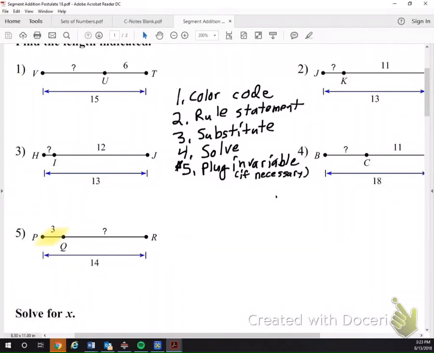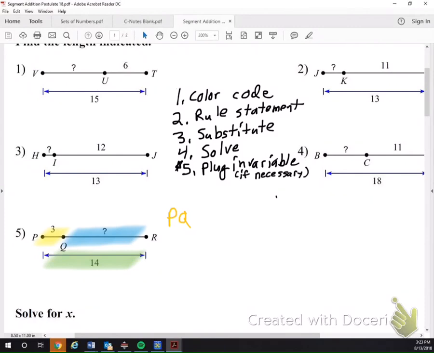Okay. So, number 5, step 1, color code. Yellow plus blue equals green. Okay? The 2 small parts of the segment are going to add up to the big part of the segment. Think about the bell work we did. If we came and found those 2 broken pieces on the ground, PQ and then one of unknown length, we would know that if we could add them both up together, we'd get the length of the original.